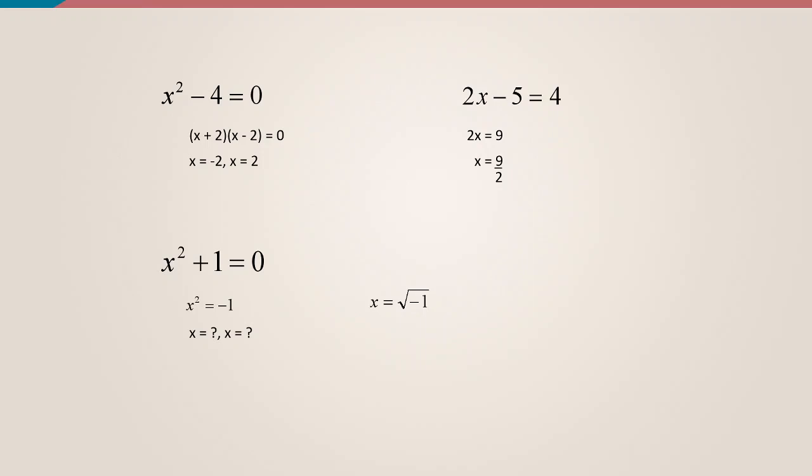Guys, if you do not know about this, don't worry, because this is a question which people have been thinking about for centuries and centuries. I will come to that now. So what happened is, this thing, root of minus 1, is called i, and i is just a short form for imaginary.